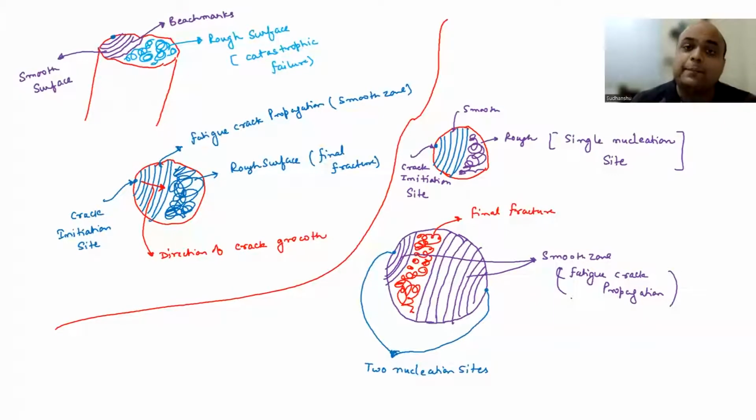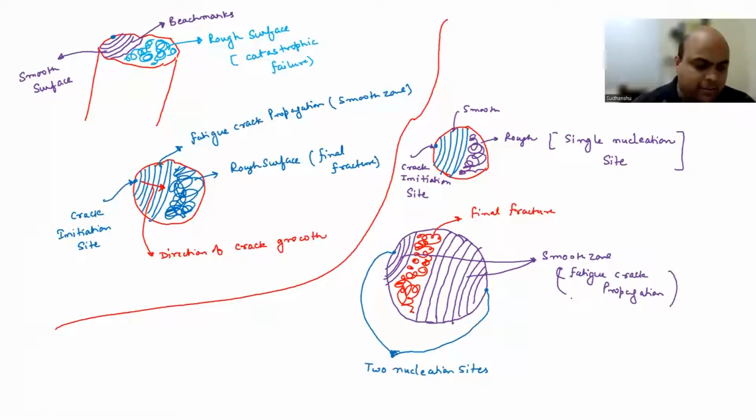You could have now multiple. You could have three or many more, right? And from all those sites, you are going to have crack growth. From some sites the crack growth rate will be slow, and for other sites the crack growth rate might be faster. And whatever is the remaining region, you are going to see final fracture. Okay, so this is how your fractograph is going to look after fatigue failure.